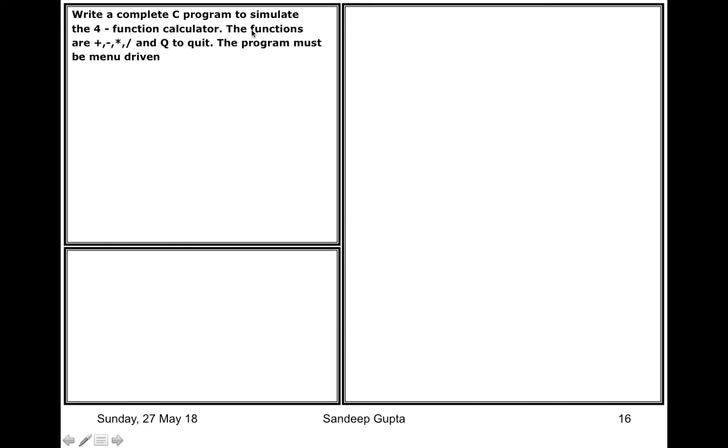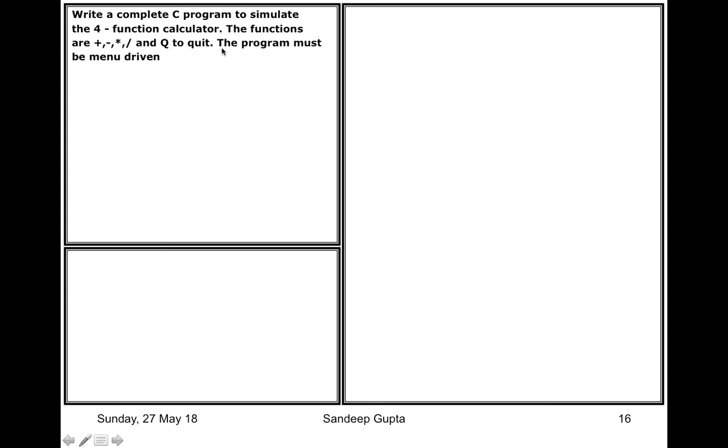First of all, what is the meaning of the word simulate? Simulate means copy. Simulate means make it work like. So what we are supposed to do over here is we are supposed to write a program which will work like a calculator which is performing four functions. And those four functions are addition, subtraction, multiplication, division, and one more Q to quit the program.